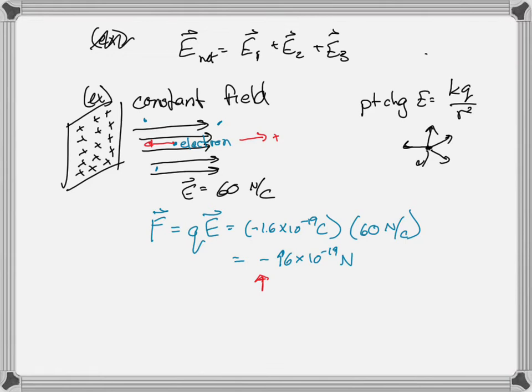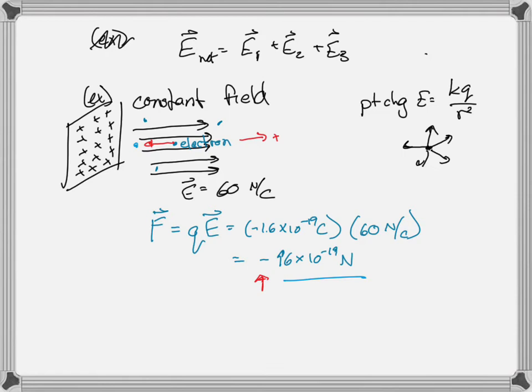And as the electron moves to the left, when it gets over here, what's the force the electron feels? It's still minus 96 times 10 to the minus 19th newtons because it's a constant field. So what is the motion of the electron? It's a constant force. So it's a constant acceleration. So the electron is accelerating at a constant rate.